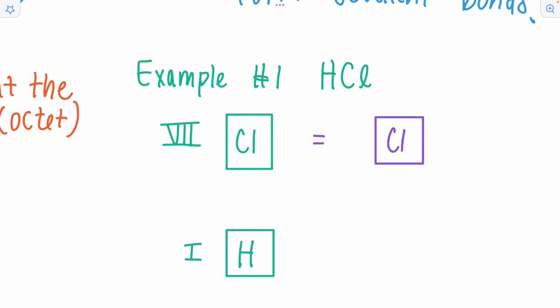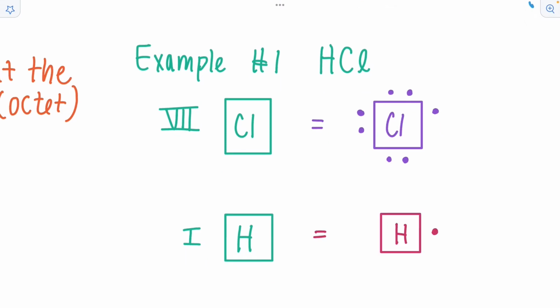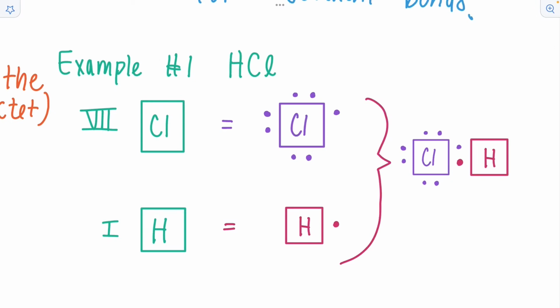Chlorine gets 7 electrons. 1, 2, 3, 4, 5, 6, 7. It doesn't really matter where you leave the open one, as long as there is only one that is missing a pair. Hydrogen, only one. These will form a bond where they both have open spots in the table. There are 2 shared electrons. This is a covalent bond.